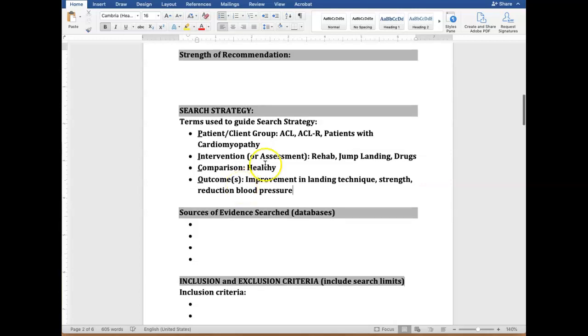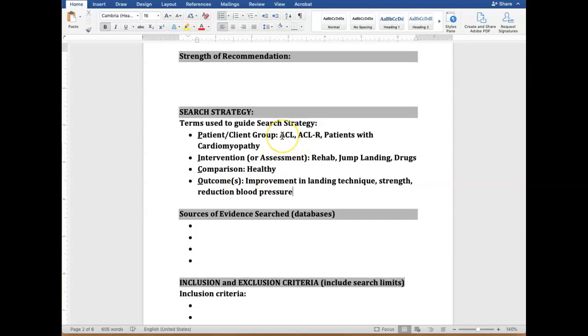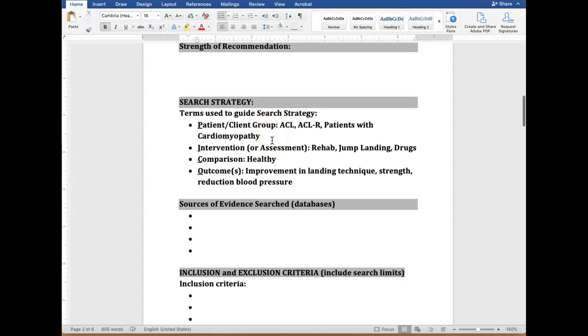So what you want to do is put the search terms that you used, so that if I were to pick up this paper, I could use the same search terms and find the same research articles.